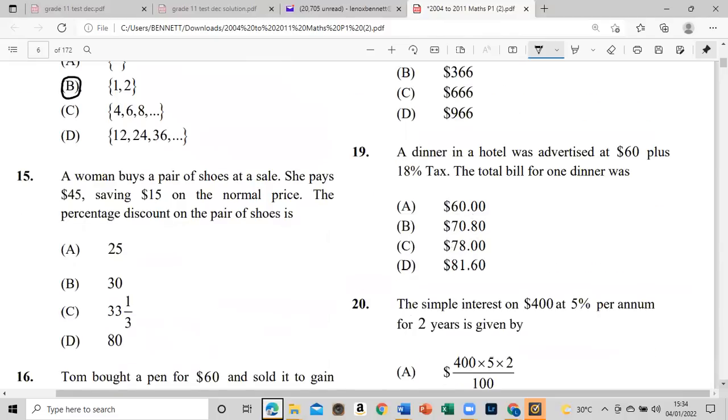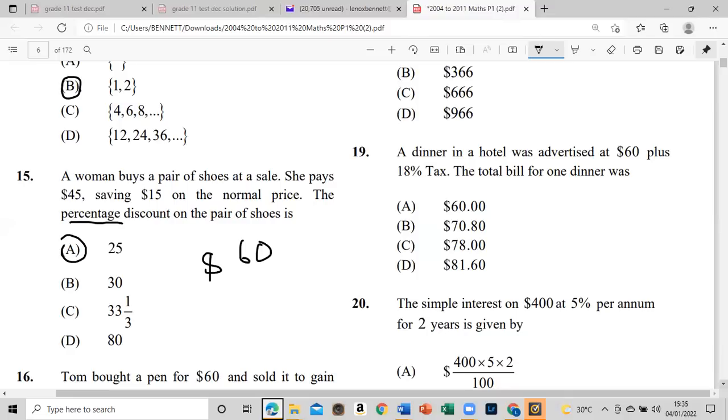A woman buys a pair of shoes at a sale. She pays $45, saving $15 on the normal price. The percentage discount of the pair of shoes is... so the original price was $60. So they take off 25%. Right? So that's how we got the $50. 25% of $60 is $15.